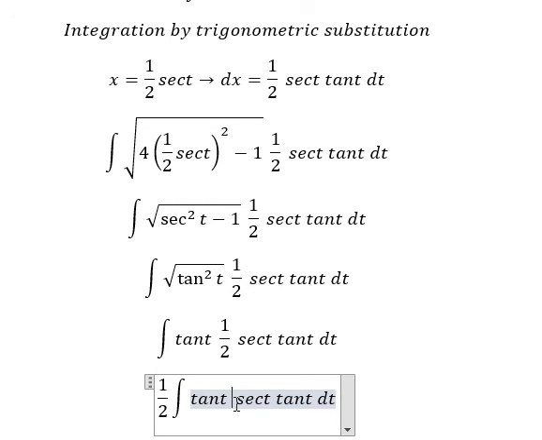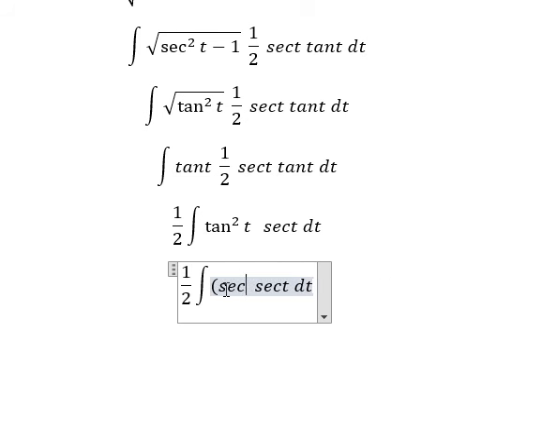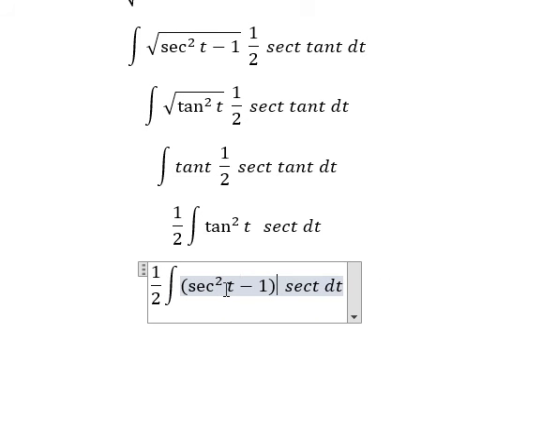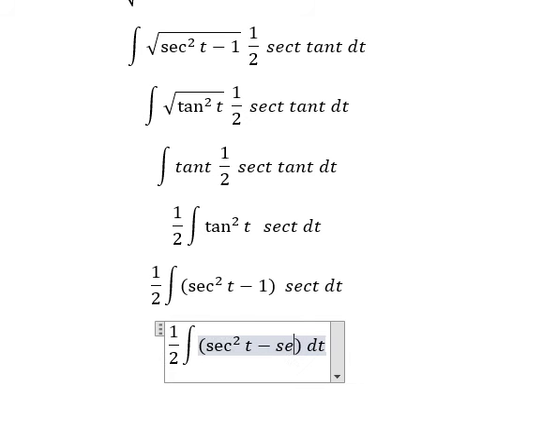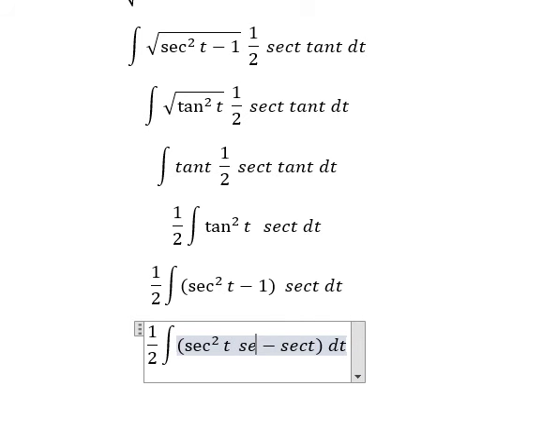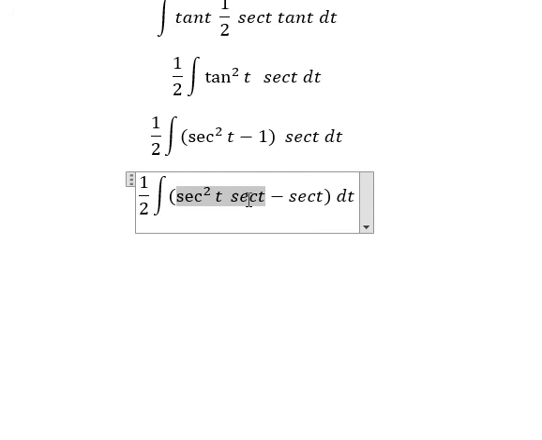Tan t with tan t, we have tan t square. Next, tan t square, we change for secant of t square minus 1. So secant of t multiplied by secant of t square and number 1. Now, I will concentrate on this integration.